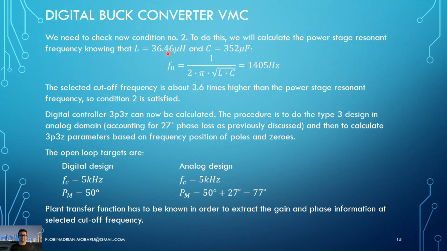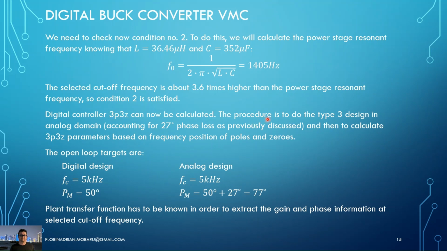resonant frequency of the power stage to check if condition 2 is satisfied. So we have the value from the analog design for the buck inductor and the new value for the capacitance. Calculating the resonant frequency, we end up with 1.4 kilohertz, which is about 3.6 times smaller than the selected cutoff frequency. So that means condition 2 is satisfied.